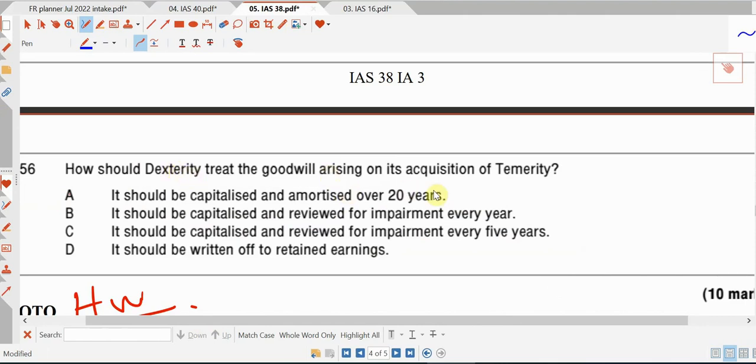How should the parent treat the goodwill arising on the acquisition of a subsidiary? The answer is B. Capitalize and review every year. But exactly why, you have to wait 2 months later when we learn the group accounts. So we discuss this again. So we don't amortize the goodwill. We don't impair every 5 years and we don't write it off to retained earnings. We capitalize the goodwill as an asset and test impairment every year. That is the treatment required by the accounting standard.